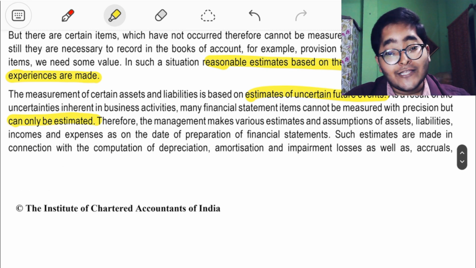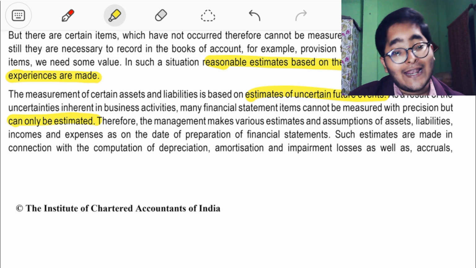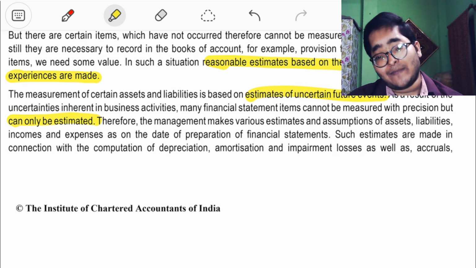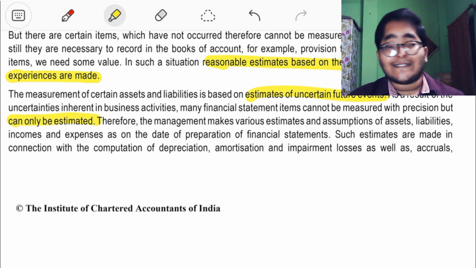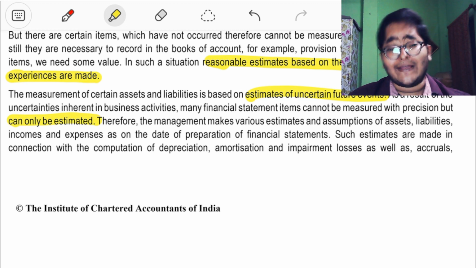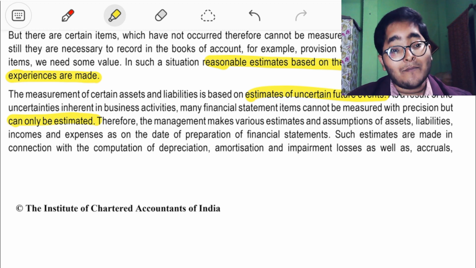Therefore, the management makes various estimates and assumptions of assets, liabilities, incomes, and expenses as on the date of preparation of financial statements. Some estimates are taken on the day of preparing financial statements. Estimates for what? For some assets, some liabilities, or some income or expenses. Whatever estimates are made on the date of the financial statements, we call them accounting estimates.